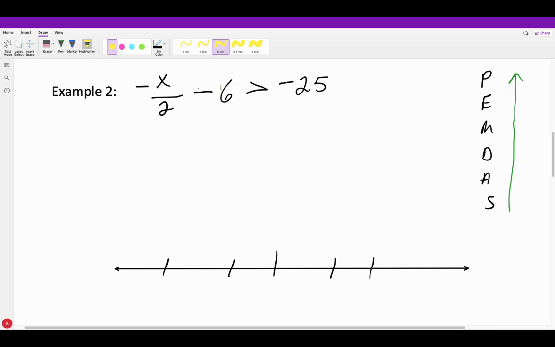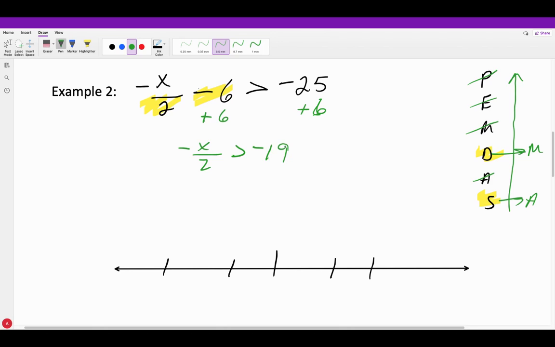So remember, we're doing PEMDAS in reverse. Here we have -6, so I know I'm subtracting. And here we are dividing, so I'm going to highlight that. I'll cross out the rest, and let's just go ahead and map out what we're going to do. The inverse of subtraction is addition, and the inverse of division is multiplying. So when I see -6, I will add 6 to both sides. So now I have -x/2 is greater than -19.